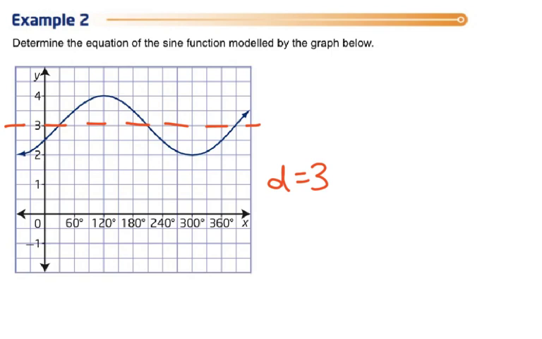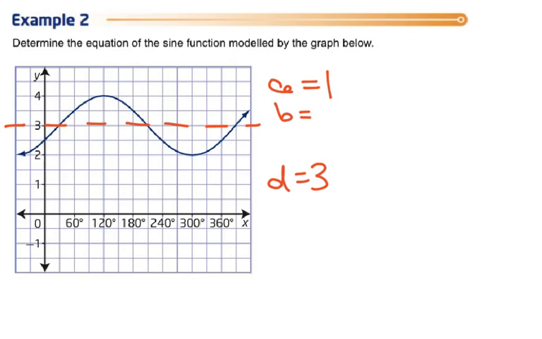From d, we can find a easily. Look at how far above or below this line the graph goes. You might be tempted to say that a is 2, but if you look at the scale, a is actually 1. B, we can find next: the distance from peak to peak or trough to trough.